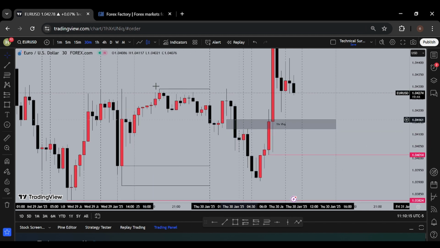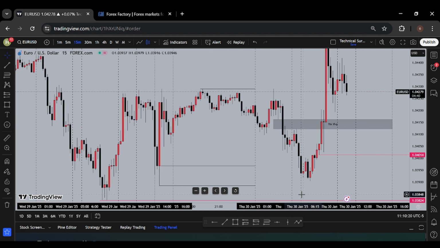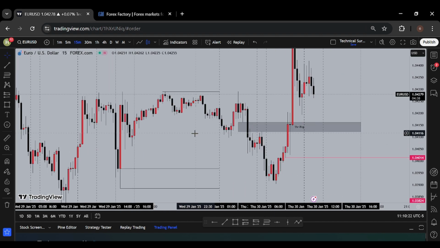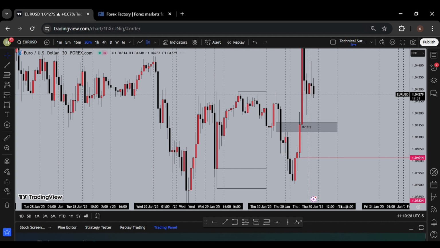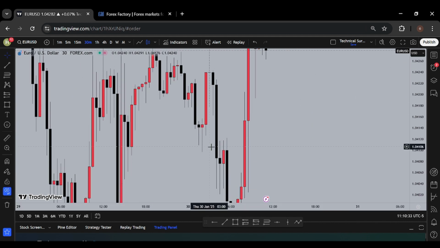So I took this sell setup on the 15 minutes time frame. It's going to be much clearer on the 15 minutes time frame. You can see on the 15 minutes time frame, this imbalance on the 30 minutes. Actually, let's go to the 30 minutes time frame. Now the 30 minutes time frame, let me take this up. You can see how price traded into this imbalance over here.